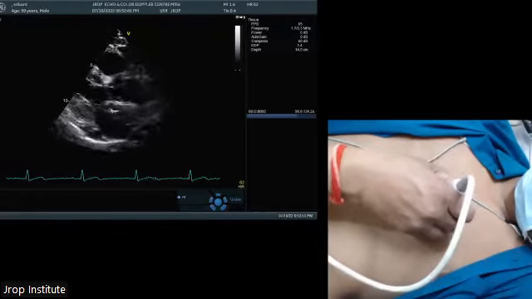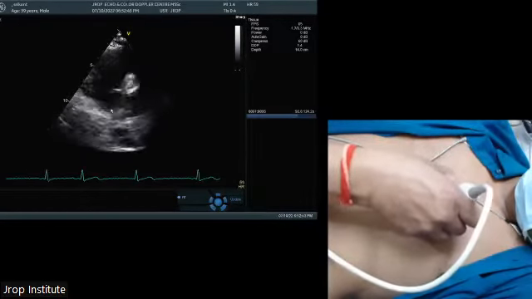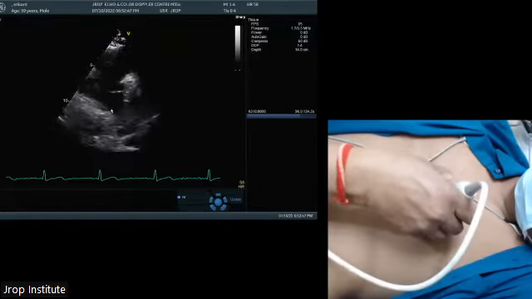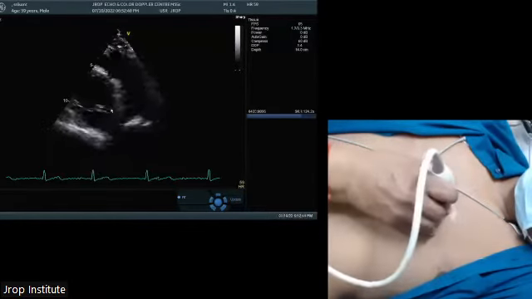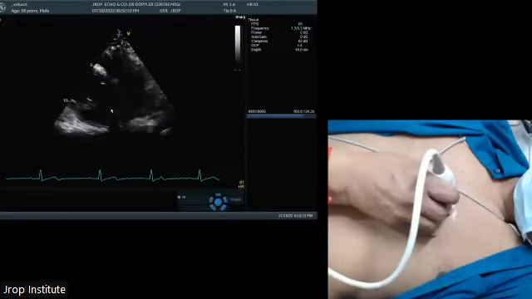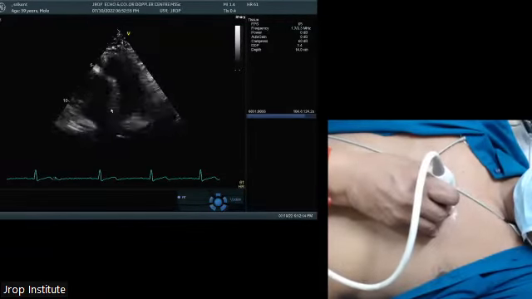Yeah, sir. Now tilt toward the mediastinum, footprint towards the mediastinum, RV inflow view, footprint towards RVOT, footprint towards the left shoulder, RVOT.